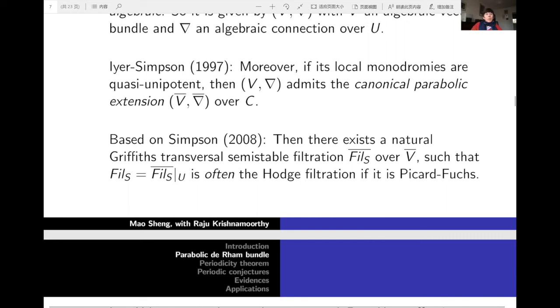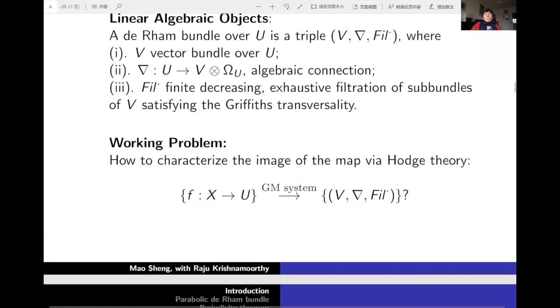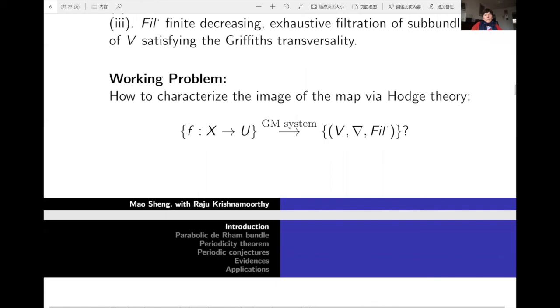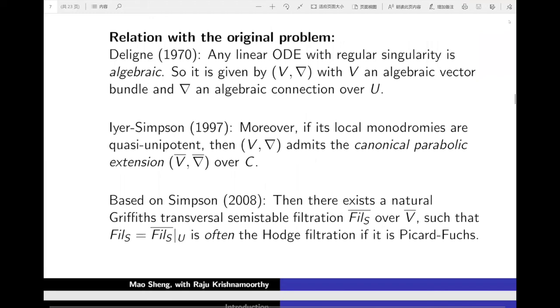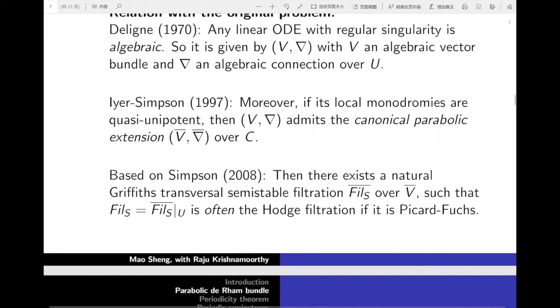Yes. So on the slides, you see I studied this V, nabla and the filtration. So this is a triple. In the original problem, we study only V, nabla. Here I remark that it is quite natural to add some filtration on it. But in order to add this filtration, you need to first compactify: extend this V, nabla over U to a parabolic bundle over C. Then you can use Simpson's formula to introduce the Simpson filtration on V bar, and restricting back to U, when this connection is irreducible and it is Picard-Fuchs, this is the Hodge filtration up to shift of indexes. So this is what I want to say.